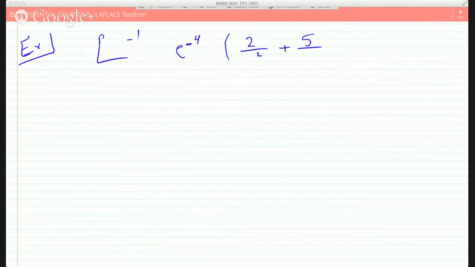Let me use the other s because this is going to get confused with the 5. So I'm going to use a triangle s, okay? This is s squared. So the question is, what's the inverse Laplace of this?